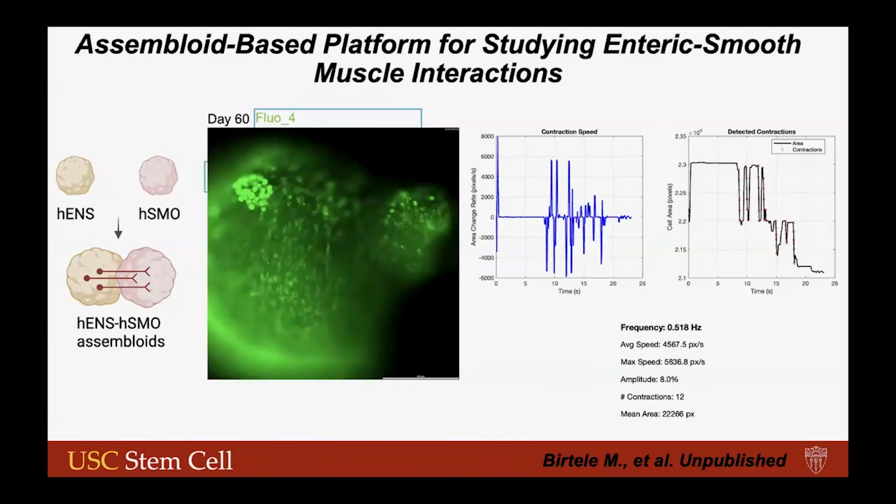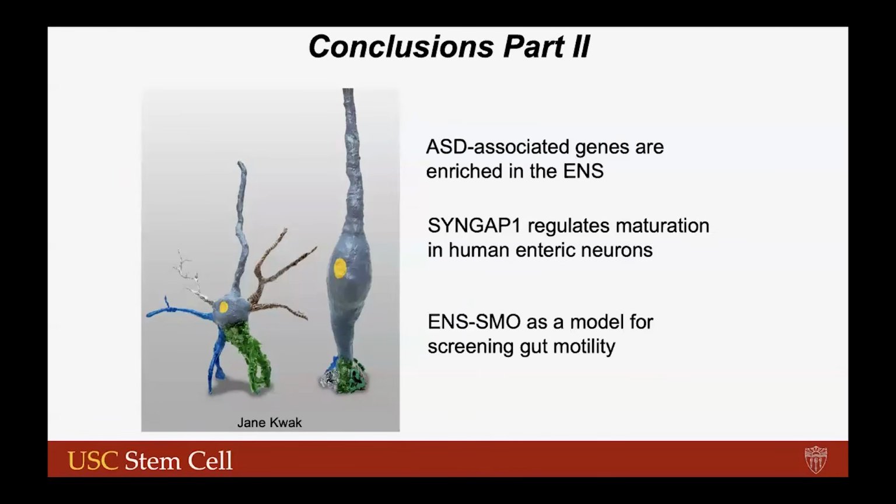autism spectrum disorders. So just to conclude the second part, I showed you that autism genes are enriched in the enteric nervous system. I also showed you how SYNGAP1 is able to regulate maturation, not only in cortical neurons but also in these peripheral neurons. And we really think that this assembloid between the enteric nervous system and smooth muscle can also be a very simple model to screen for gut motility and for therapies to improve gut motility.